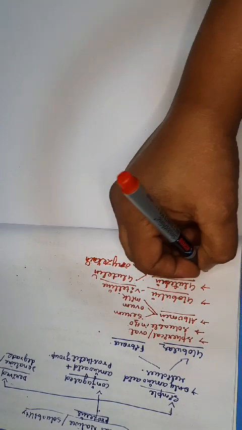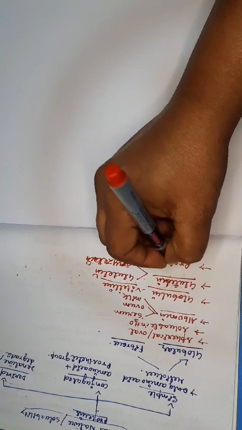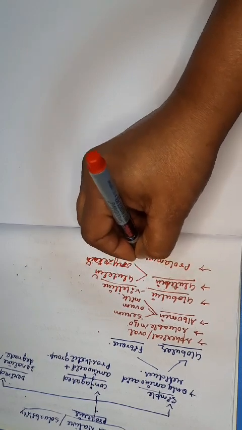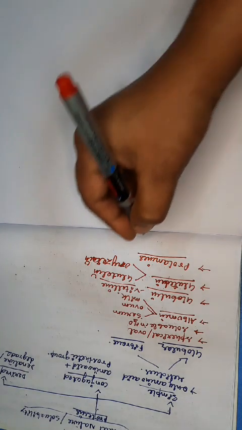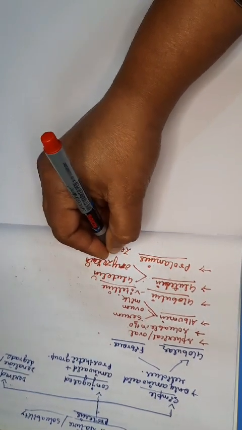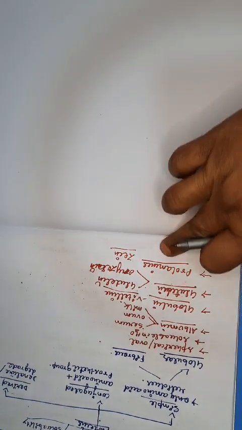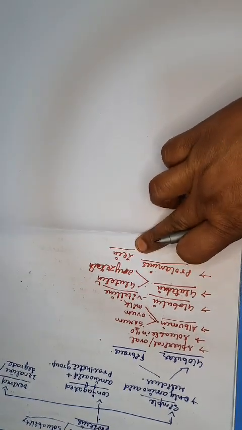Then the next category will be prolamins. This is a comparatively new term. Prolamins are generally soluble in alcohol, that is, 70% alcohol. There is a protein present in maize called zein. The scientific name of maize is Zea mays. So this protein zein comes under the category of prolamins.